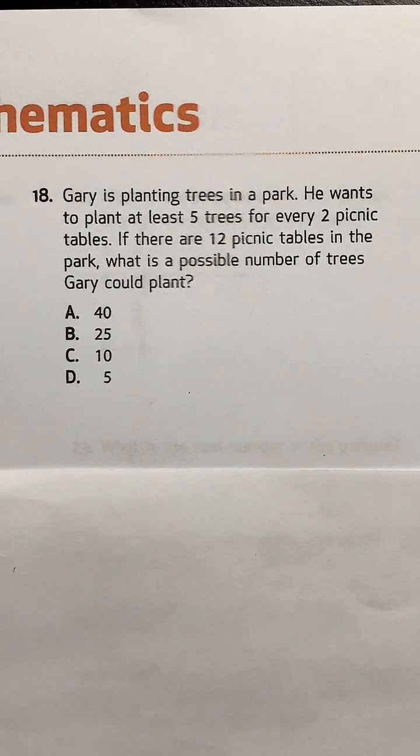All right. So this is like, I want to say pre-algebra right now. So 18, we got Gary is planting trees in the park. He wants to plant at least 5 trees for every 2 picnic tables. If there are 12 picnic tables in the park, what is a possible number of trees Gary can plant? Is it A, 40, B, 25, C, 10, or D, 5?